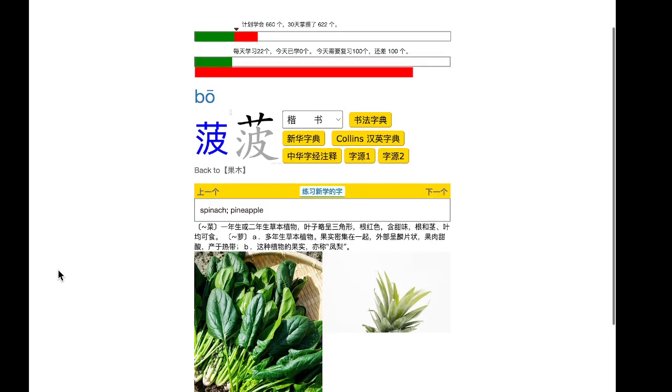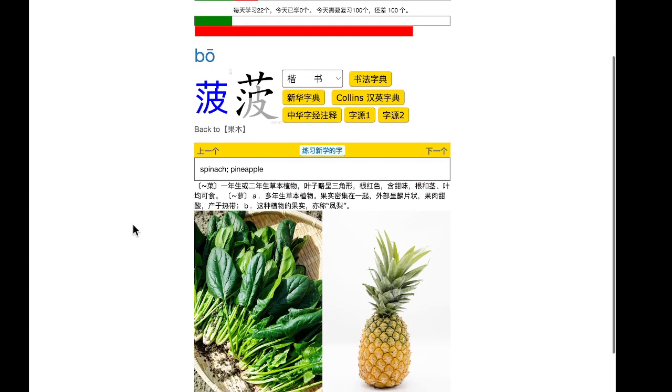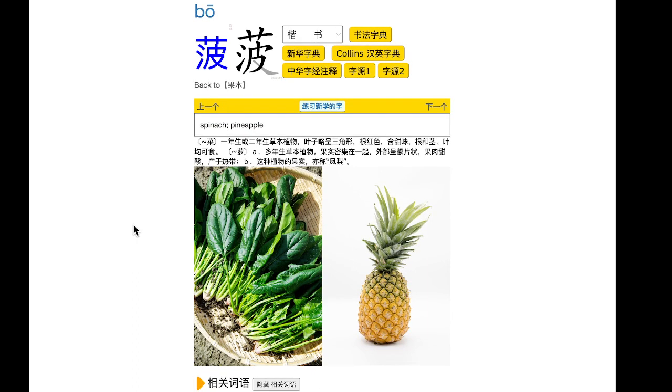菠. This 菠 is used in the words for two different things. 菠菜, where 菜 is vegetable, right? 菠菜 is spinach. And 菠萝 is pineapple. I don't know why this character is used in both spinach and pineapple, but it is.